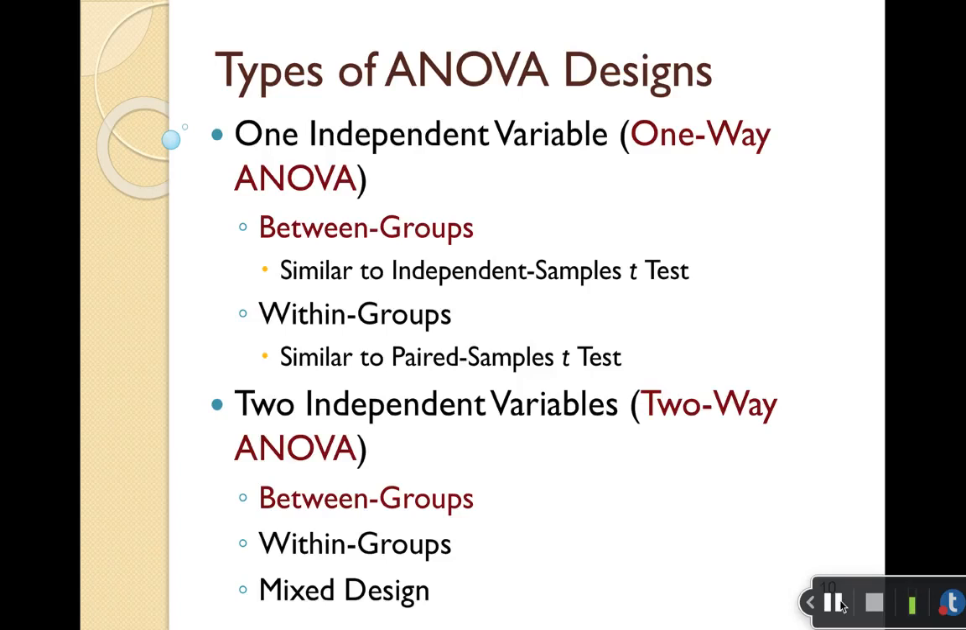So just to recap a little bit, we've covered our one-way ANOVA, so one independent variable. We said that could be either between groups, like our independent samples t-test, or within groups, or repeated measures, which again mapped onto our paired samples t-test. Next we're going to look at a factorial ANOVA, or what we call a two-way ANOVA. In this example, I'm going to use a two-way between groups ANOVA. So I'll have two independent variables, both of which are between groups.